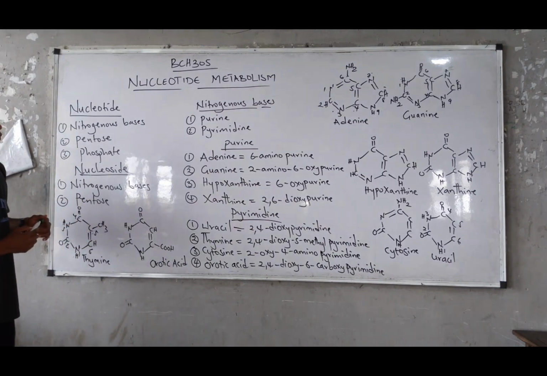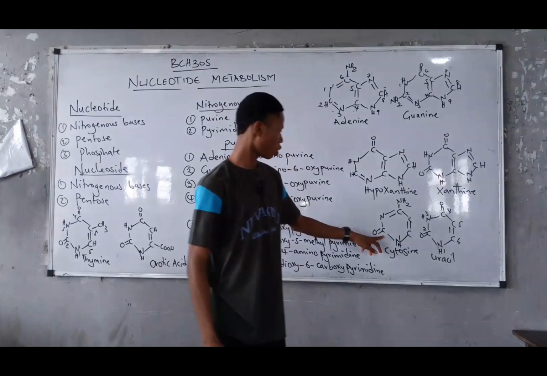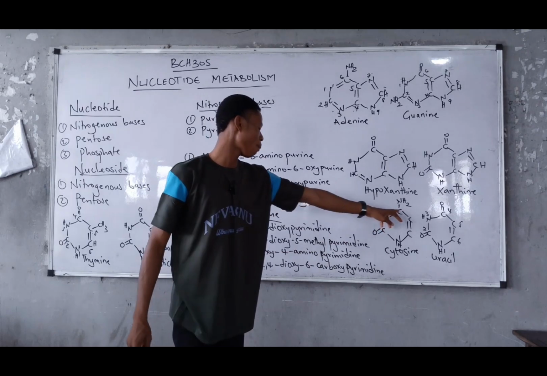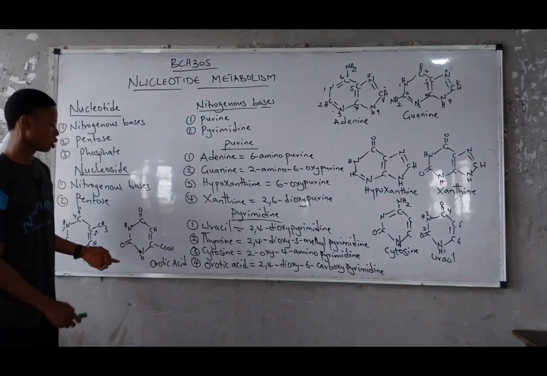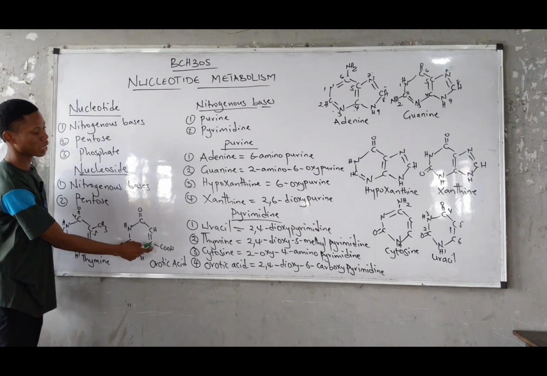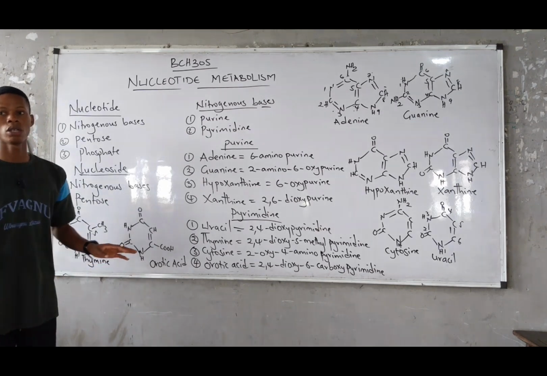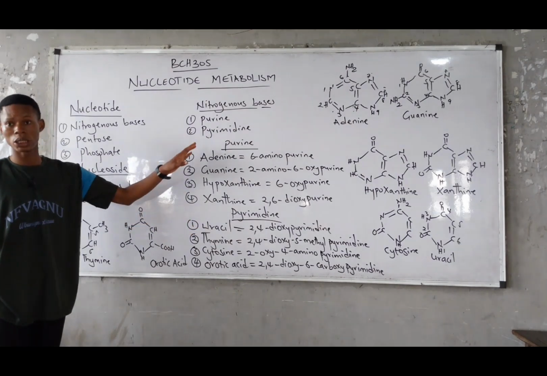5-methylpyrimidine. For our cytosine, 2-oxy, because it's on position 2, 4-aminopyrimidine. Then for our orotic acid, 2,4-dioxy, 6-carboxypyrimidine. These are orotic acid. Now, it is very important that you know their structures. And have you written this?